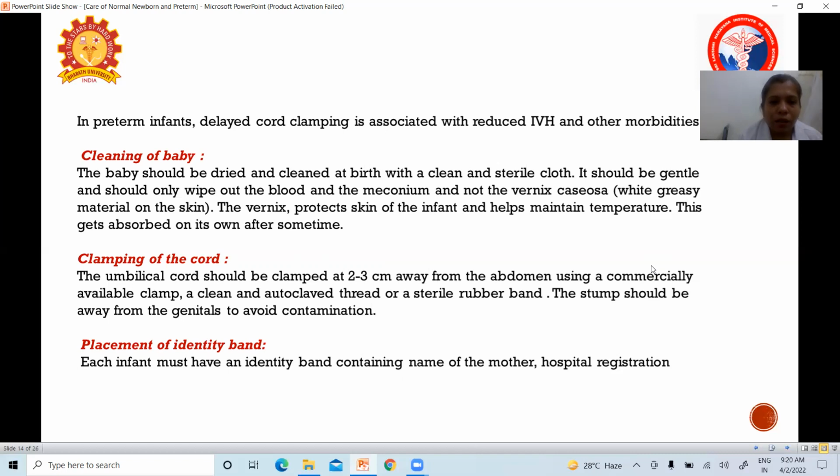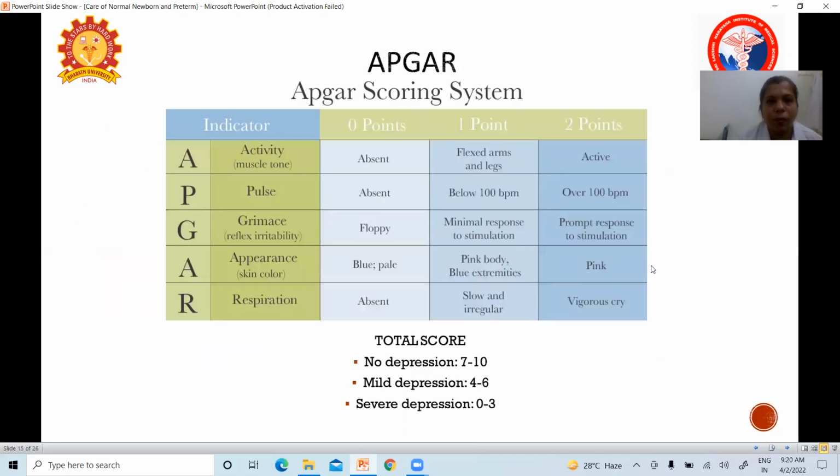Placing an identity band is very important, showing the name of the mother, hospital registration number, date and time of birth, and preferably the baby's weight. Now, what is Apgar? Apgar is the status with which the baby was born and after intervention the baby was received. So, Apgar we can calculate at 1, 5, and 10 minutes. Okay. What are the components of Apgar?